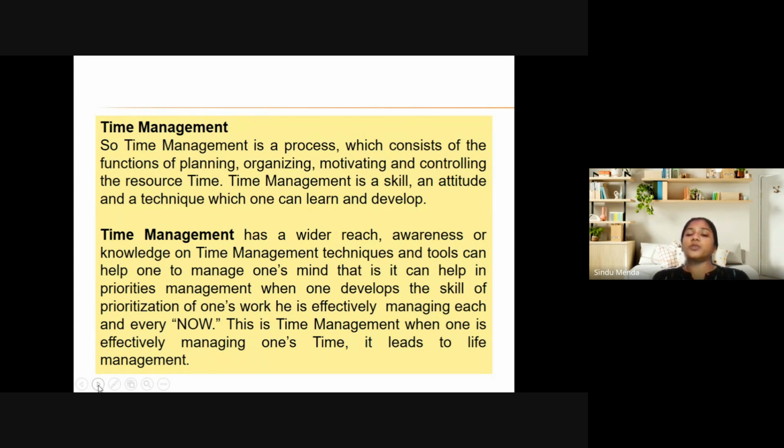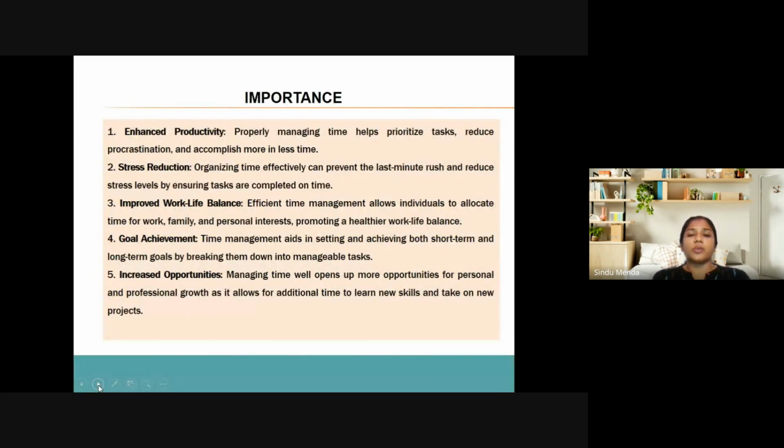So when one is effectively managing one's time, it automatically leads to life management. So what is the importance of time management for teachers, faculty members, or university teachers? It always gives enhanced productivity. When you are managing the time, automatically it gives enhanced productivity.